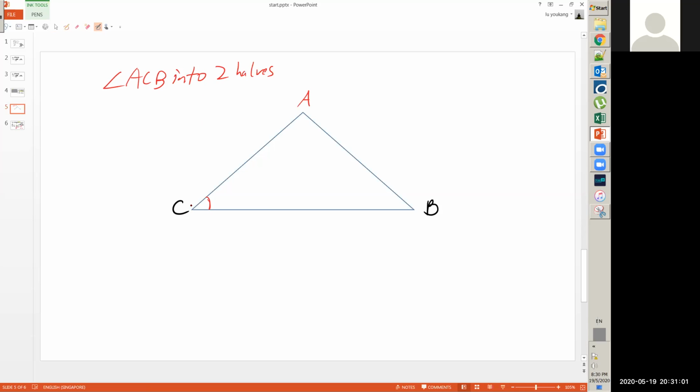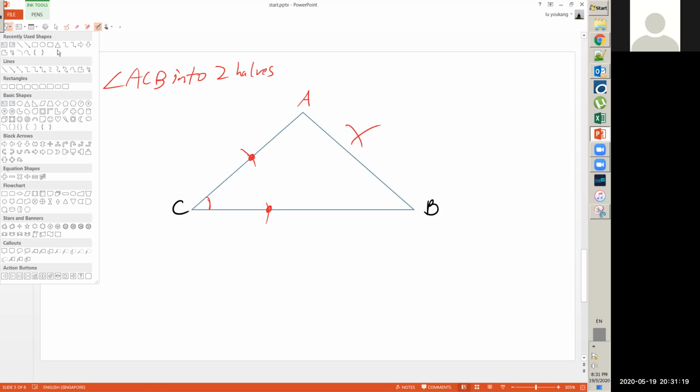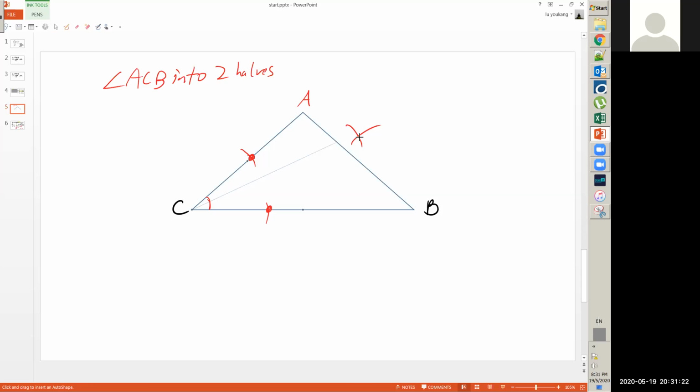So what I need to do is I need to have my compass. I make one arc here. Then continue, this will be my needle point, and I make another arc, and then similarly another point, I make another arc. Once I get this point, I just need to draw a line. So this will be my angle bisector of ACB. Over here it doesn't look very accurate, because I'm just demonstrating the technique, not so much the accuracy here.